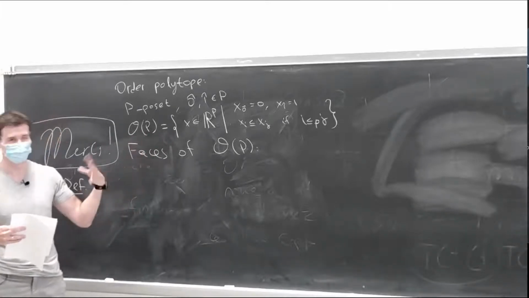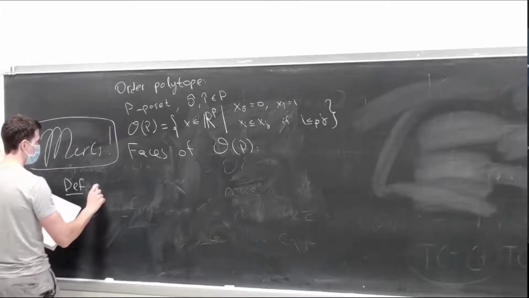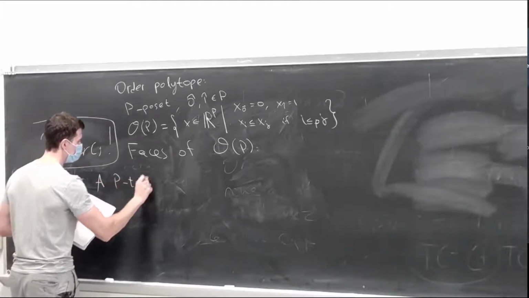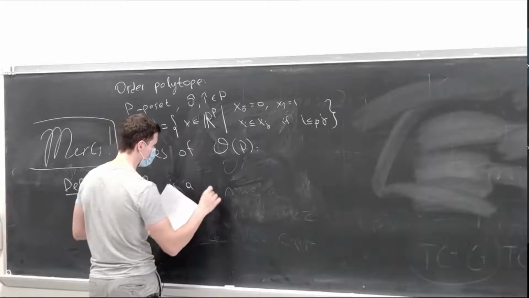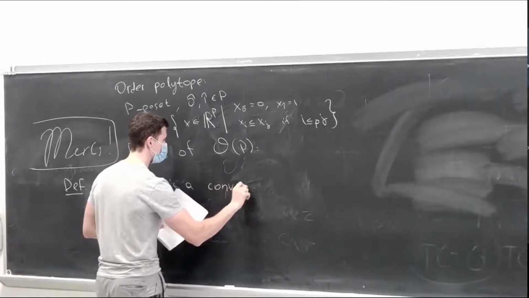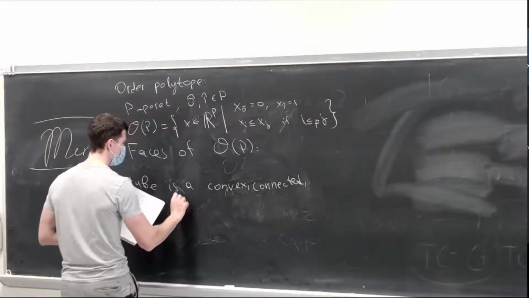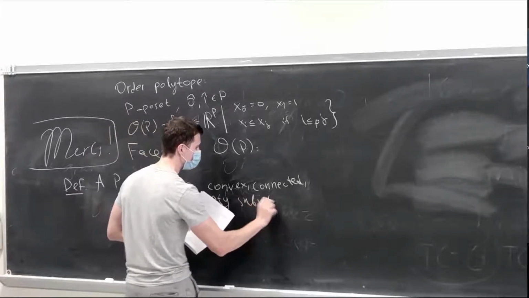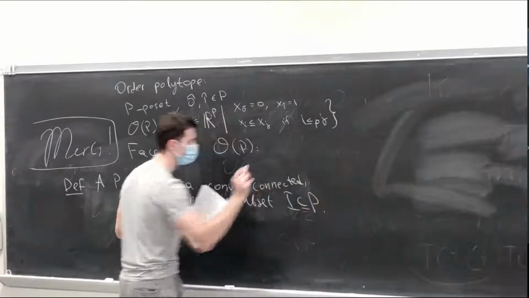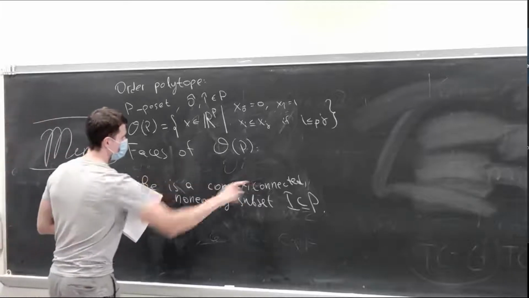In graph associahedra, we had tubes, which were arbitrary connected subsets of graphs. So here I want to say that a P-tube is a convex, connected, non-empty subset of my poset. So what do I mean by convex and what is connected?